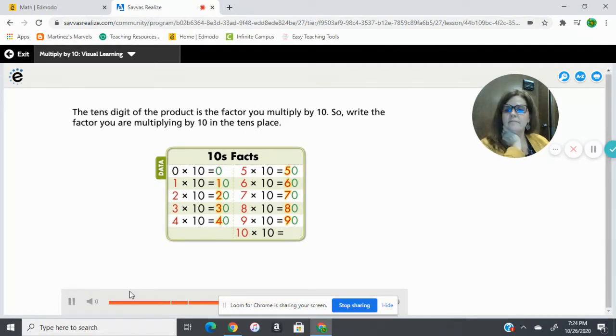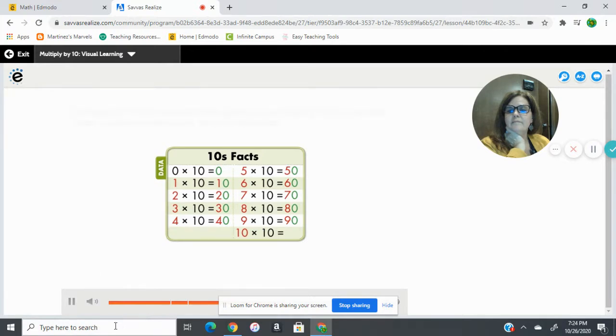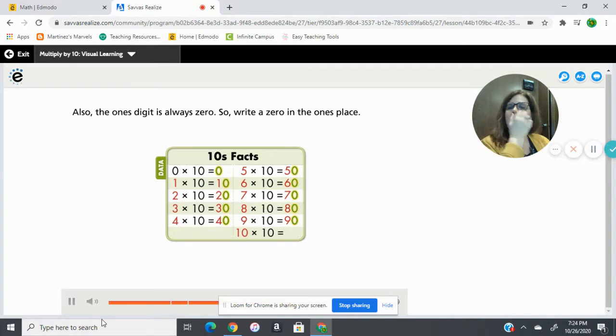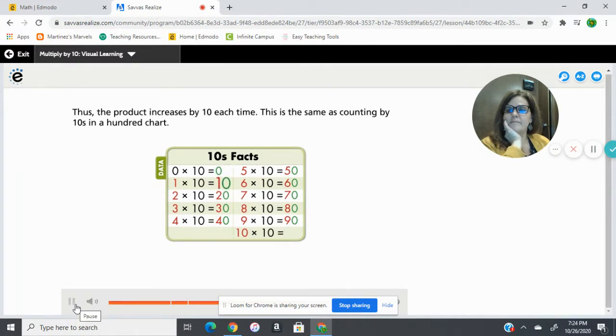The tens digit of the product is the factor you multiply by 10. So, write the factor you are multiplying by 10 in the tens place. Also, the ones digit is always 0. So, write a 0 in the ones place. Thus, the product increases by 10 each time. This is the same as counting by tens in a 100 chart.